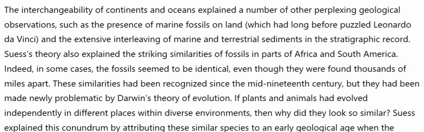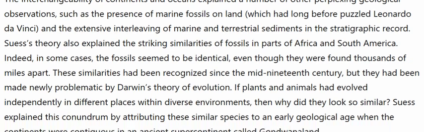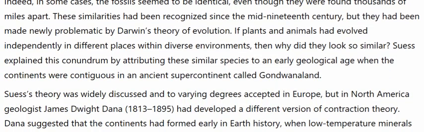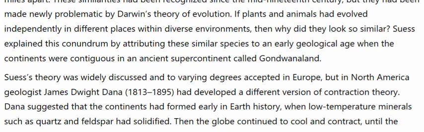Suess's theory also explained the striking similarities of fossils in parts of Africa and South America. Indeed, in some cases, the fossils seemed to be identical, even though they were found thousands of miles apart. These similarities had been recognized since the mid-19th century, but they had been made newly problematic by Darwin's theory of evolution. If plants and animals had evolved independently in different places within diverse environments, then why did they look so similar? Suess explained this conundrum by attributing these similar species to an early geological age when the continents were contiguous in an ancient supercontinent called Gondwanaland.